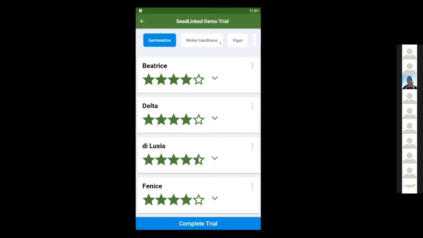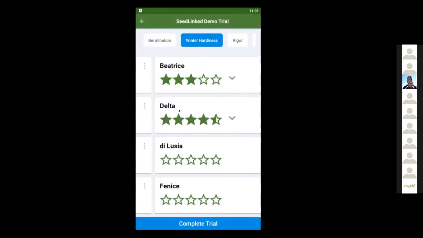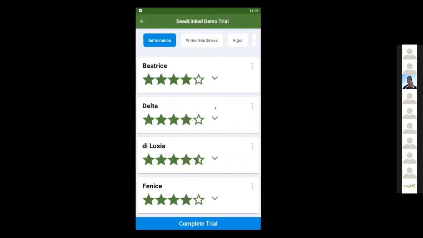Now, what you're rating for is up on the top here, and you can just slide through these left and right. And you can also just slide through these left and right to move between those as well. So this is just going to be a swipe of your thumb in terms of navigating in that regard.